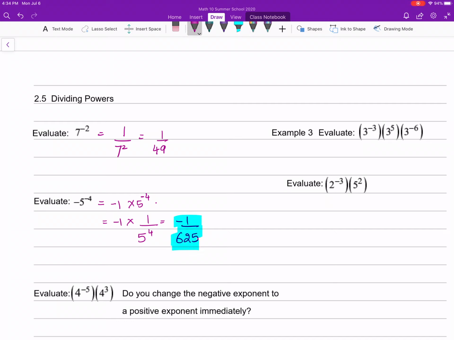Let's evaluate the next example and see if we can work it out. Now in this one, the bases are same and they are being multiplied. So we will add all the exponents. So 3 minus 3 plus 5 minus 6. So minus 3 and minus 6 gives us minus 9 plus 5, which is 3 to the power minus 4. And in order to make it positive, I'll do 1 over 3 to the power 4, which is 1 over 81.